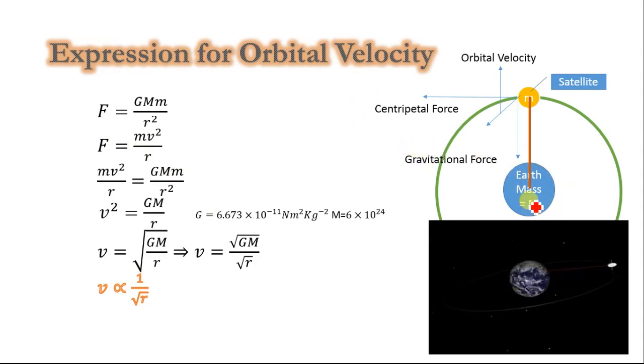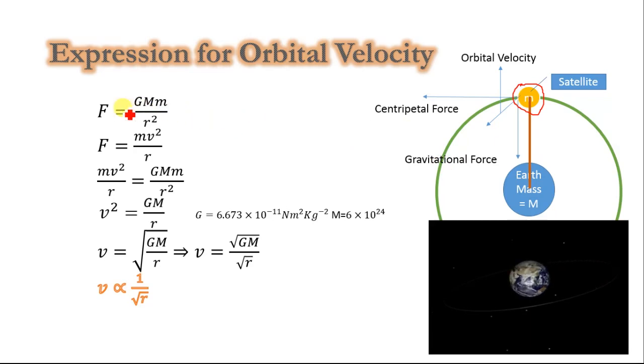Let's suppose this is Earth and this is a satellite which revolves around the Earth. The gravitational force provides the centripetal force for this satellite, and this satellite rotates around the Earth in a specific orbit.